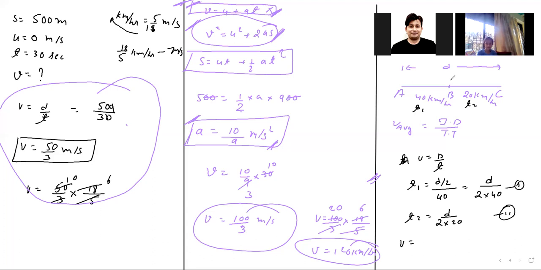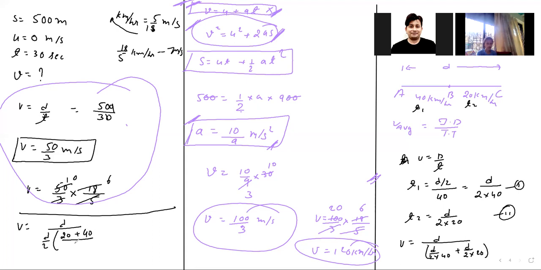So V average is total distance, which is D, upon D by 2 into 40 plus D by 2 into 20. Can I take D by 2 common? So V is equal to D upon D by 2 into (20 plus 40) upon (20 into 40). This D gets cancelled, and this moves into the numerator. So 2 into 20 into 40 upon 60.